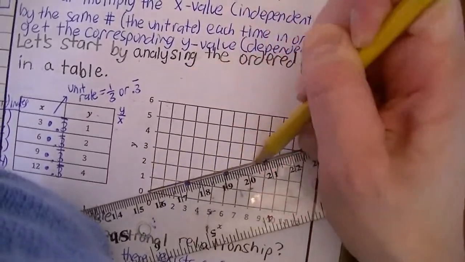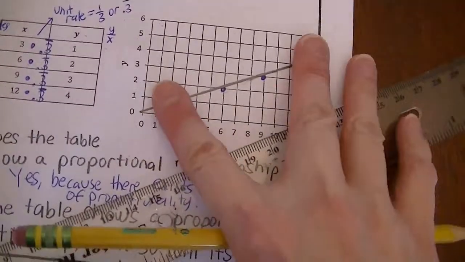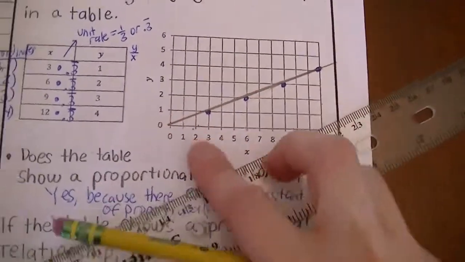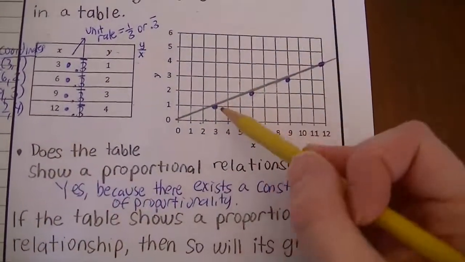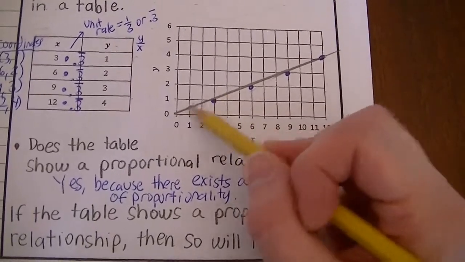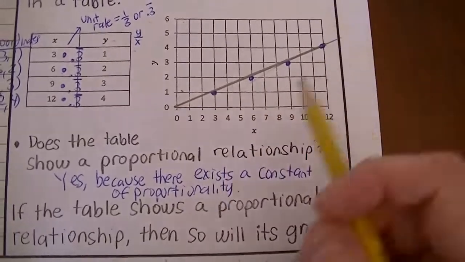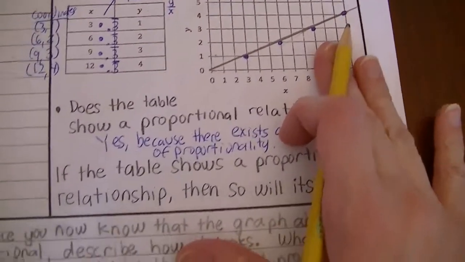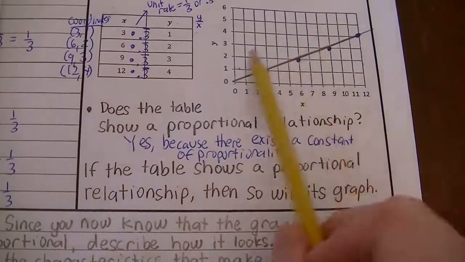Okay, so see how I extended it right there? It's important that you do that, even if you only see the points right there. Don't just connect the points. I want you to extend it, because a characteristic of a proportional graph is it will go through the origin. If you just stopped it right there, you want to extend it to see, hey, does it go through 0, 0, which is the origin? So like I said, if the table shows a proportional relationship, then so will its graph.